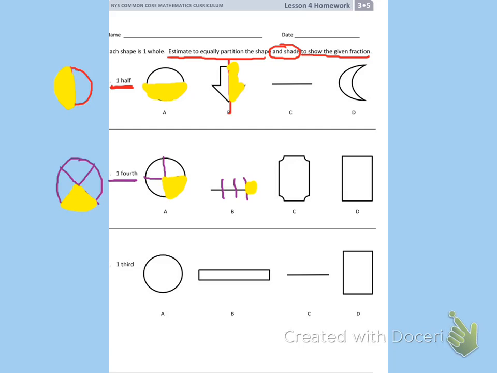The final row changes the fractional unit. This time we're looking for 1/3. I'll divide the circle into thirds this way. Then I will shade it.